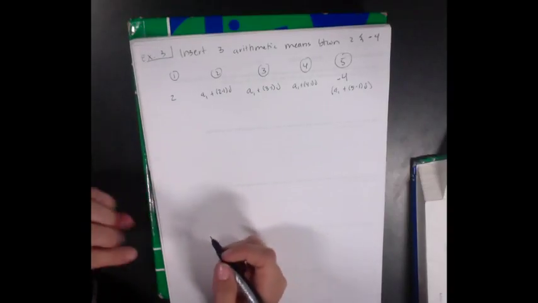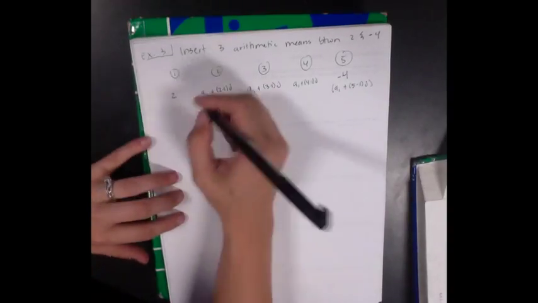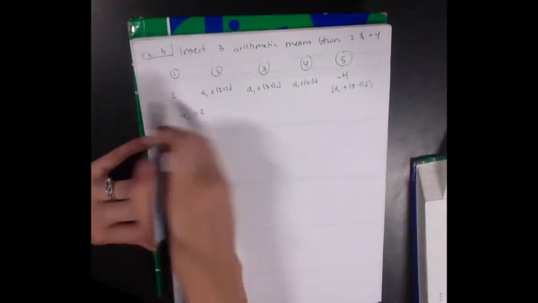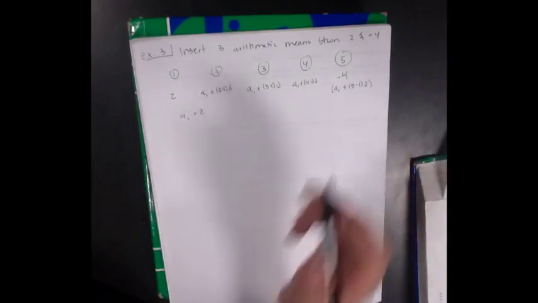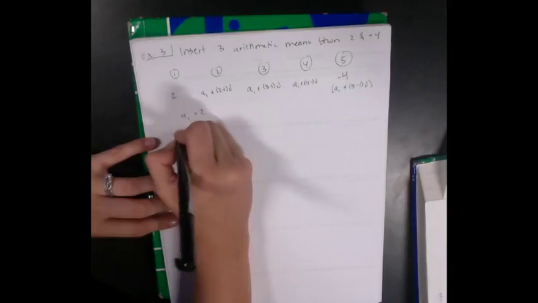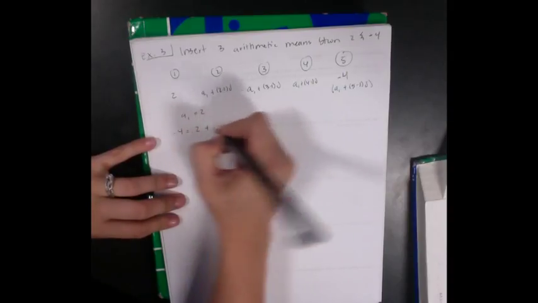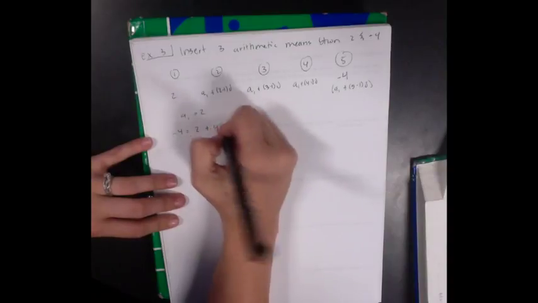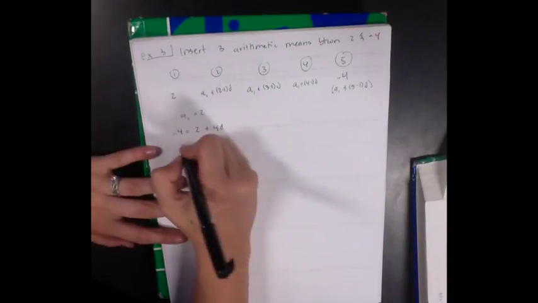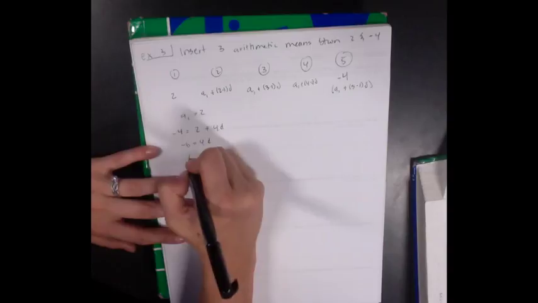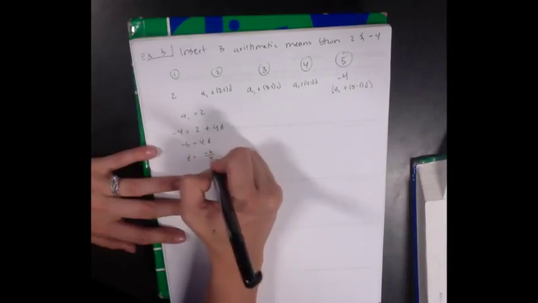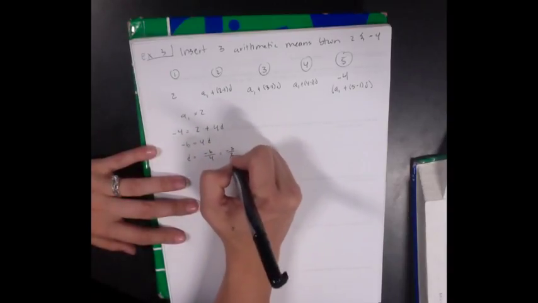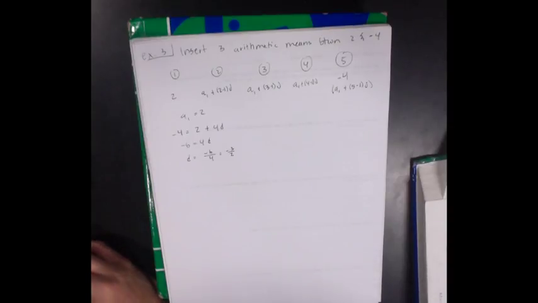So the first thing we have to do is solve for all of our parts. Now we know that a1 is 2. Okay. Now we can solve for d because we know that negative 4 is a1 plus, okay, 5 minus 1 is 4 times d. So negative 6 is 4d.